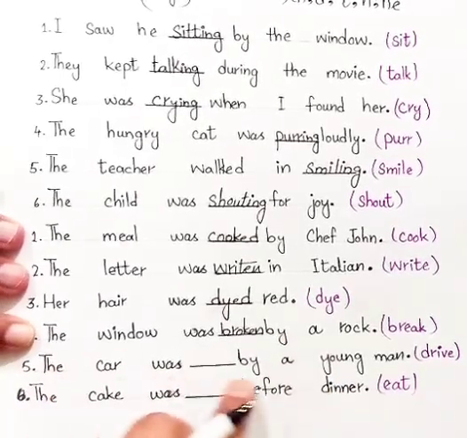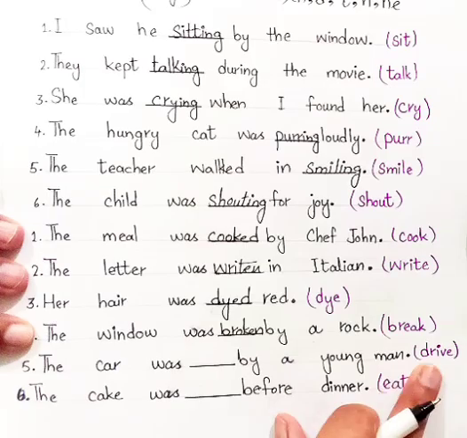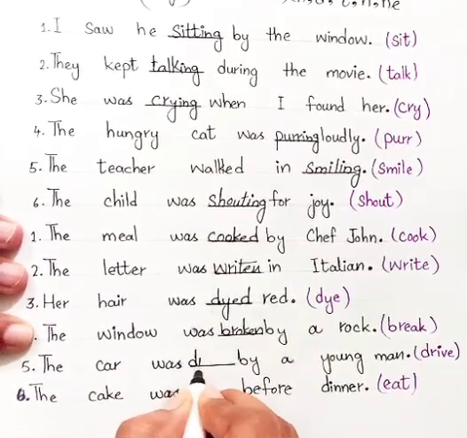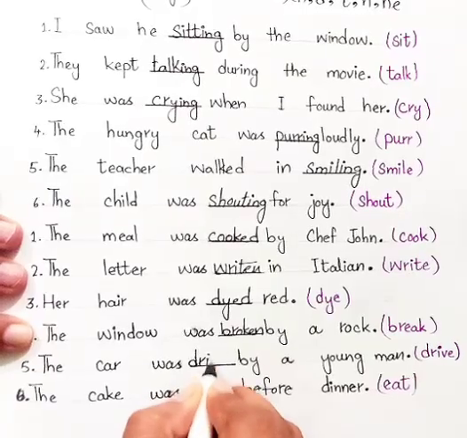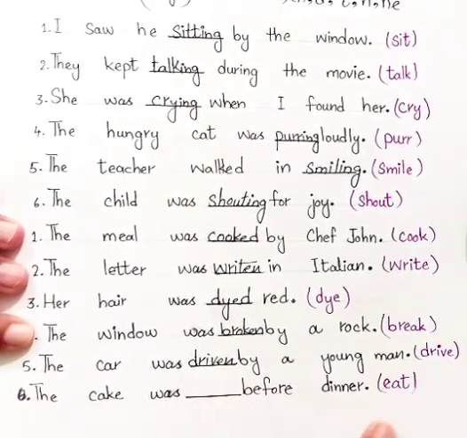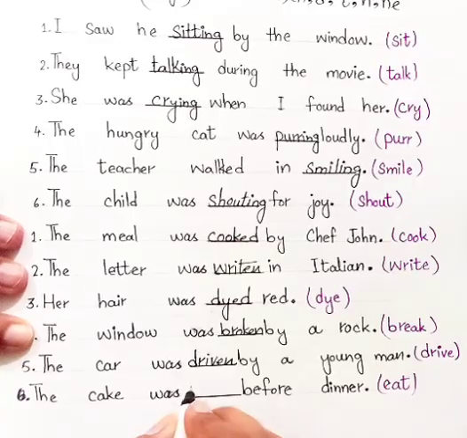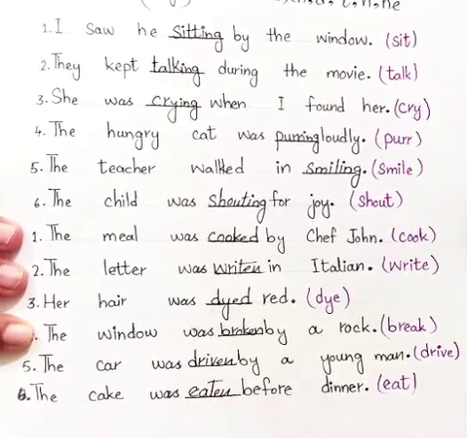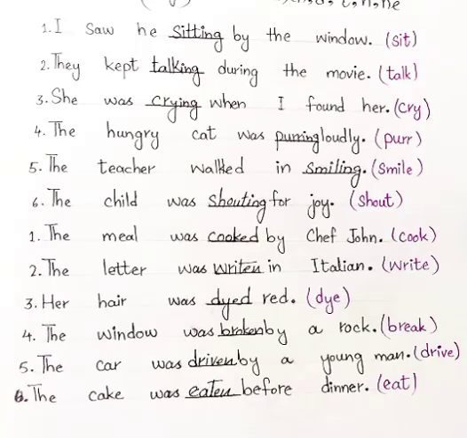The car was blank by a young man. Drive. The car was driven. The cake was blank before dinner. Eat. The cake was eaten before dinner.